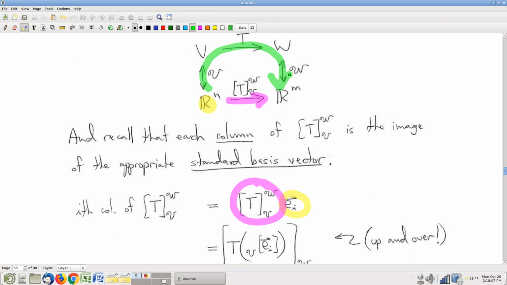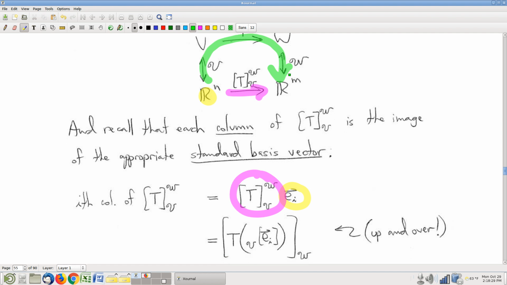And again, remember, the idea there is that the matrix is supposed to be doing what the linear transformation T does, with the understanding that you've got to translate from coordinates to vectors as appropriate. So, by definition, really, of this matrix, the matrix is the same as up and over and down. And now that up and over and down, here's a standard basis vector EI.